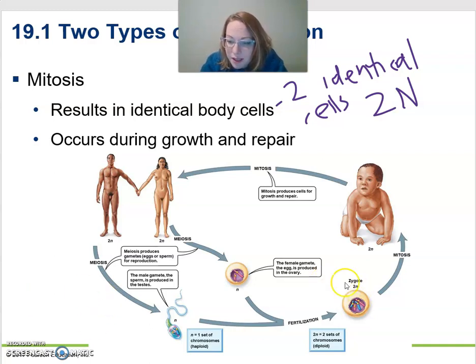So here in this picture, fertilization of the egg and sperm results in a zygote, 2N, copies of chromosomes from mom, copies from dad, and that's going to divide and grow through mitosis. So mitosis is that regular body cell division where we're growing, where we're repairing, right?